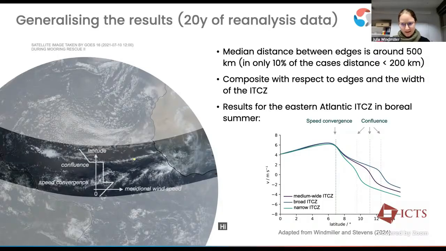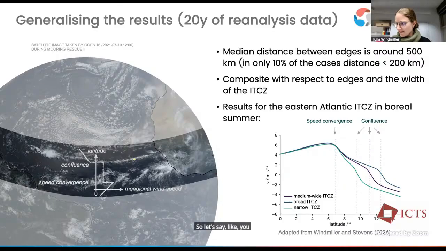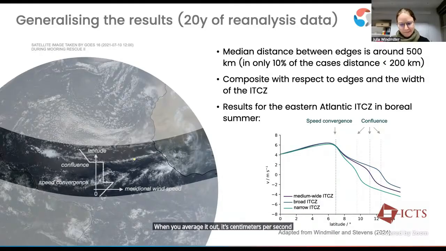Hi, Julia. Thanks for the great talk. I have a question regarding the magnitude of the vertical velocities that you talked about. Let's say you have an aircraft doing a mesoscale circle. You mentioned that the updrafts in the clouds are on the order of meters per second, whereas when you average it out, it's centimeters per second. So does the size of the circle matter in the magnitude of the vertical velocity that you get out of the measurement?